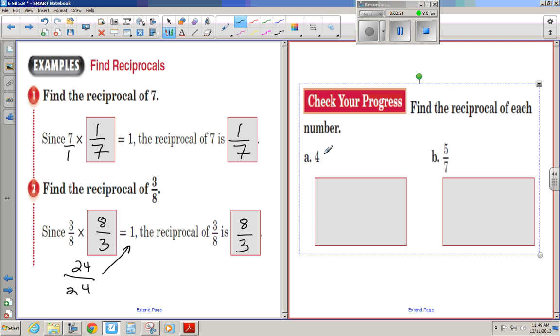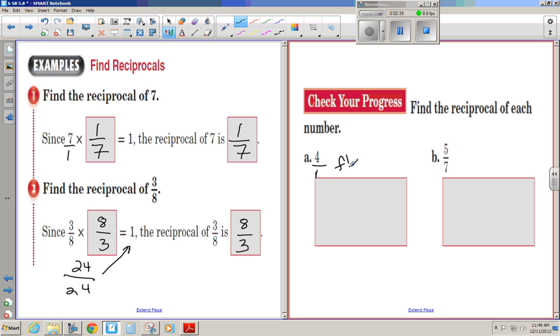Okay, and if you didn't have time to pause it, here come the answers. For 4, remember I told you to make it a fraction over 1. So when you flip it, it becomes 1/4. Here, when you flip this fraction, it becomes 7/5.